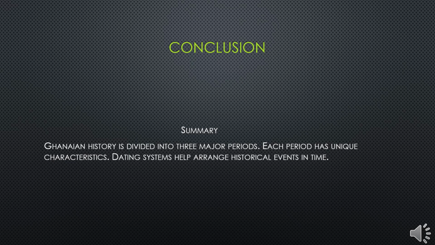So we come to the conclusion of the whole show. In the conclusion, we have the summary. That is, Ghanaian history is divided into three major periods. Each period has unique characteristics. The dating system also helps arrange historical events. So the dating system helps historians arrange events in order, understand cause and effect, and compare historical developments. In summary, Ghanaian history is divided into three major periods, and the dating system helps historians organize events in time.